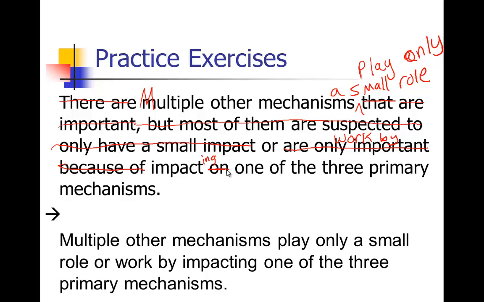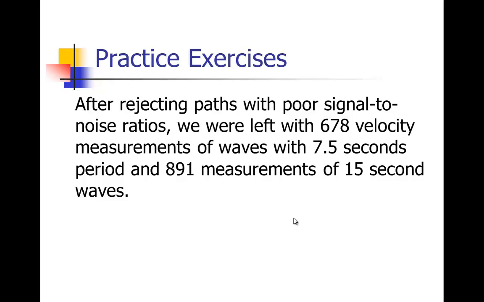All right, so the next example reads: "After rejecting paths with poor signal-to-noise ratios, we were left with 678 velocity measurements of waves with 7.5 seconds period and 891 measurements of 15 second waves." So this one has kind of a lot of extra words that you can hear as you're reading it along.